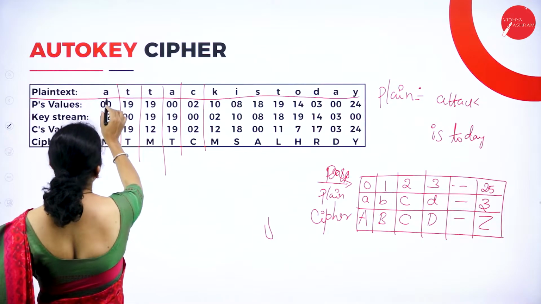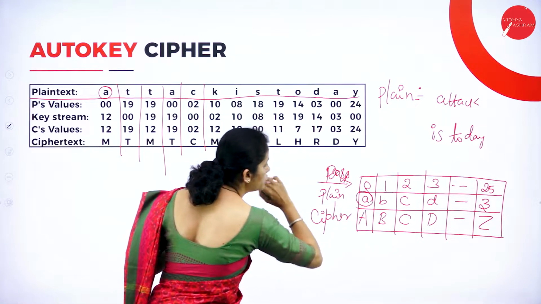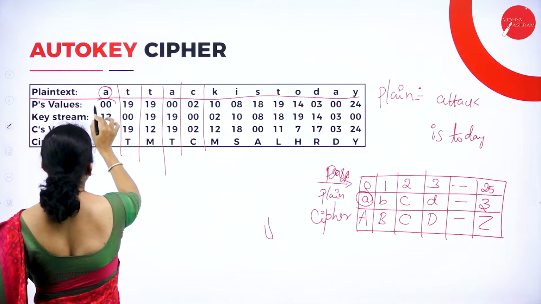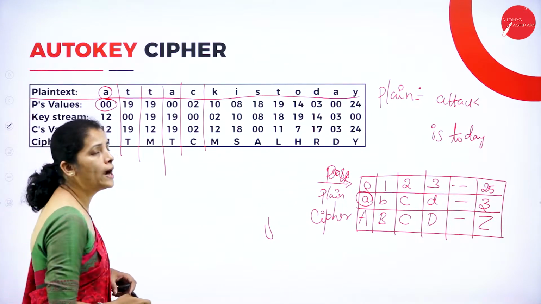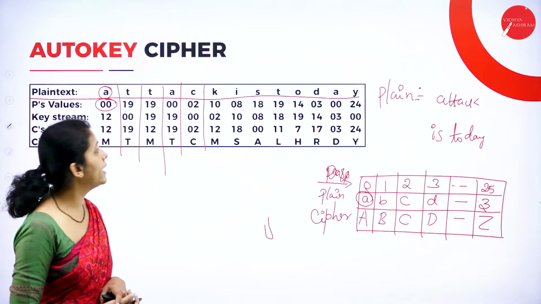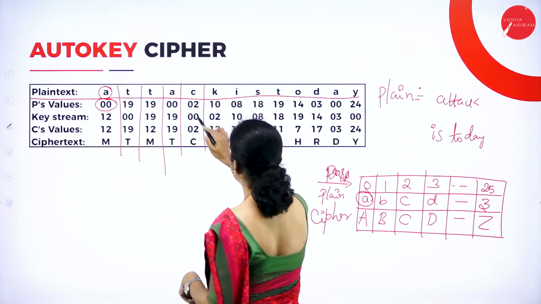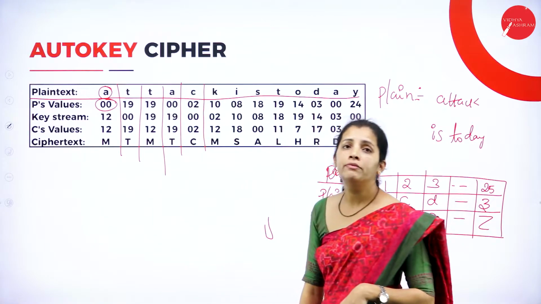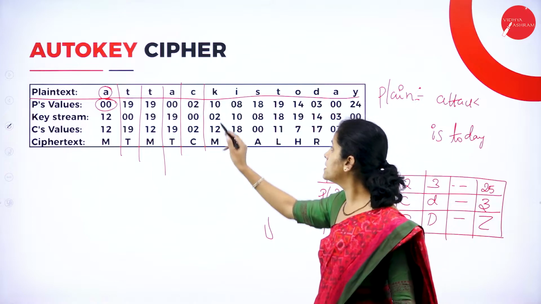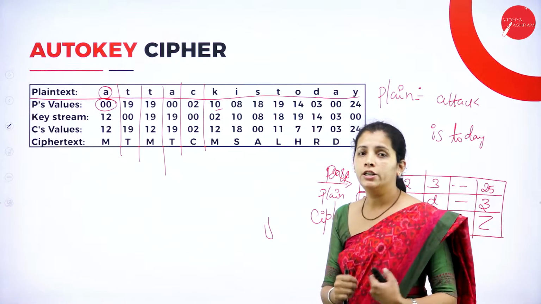For example, if I consider A, here A is present at the location 0. So I have written 0. And if I consider T, T is present at the location 19. And if I consider C, C is present at the location 2. If I consider K, K is present at the location 10. And it is going to continue.